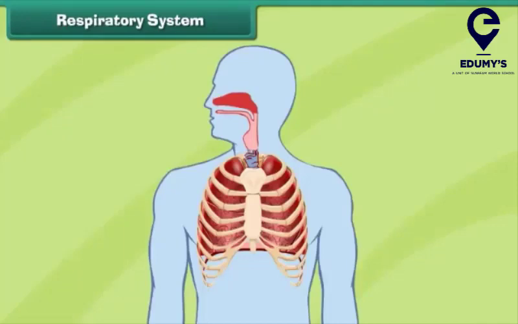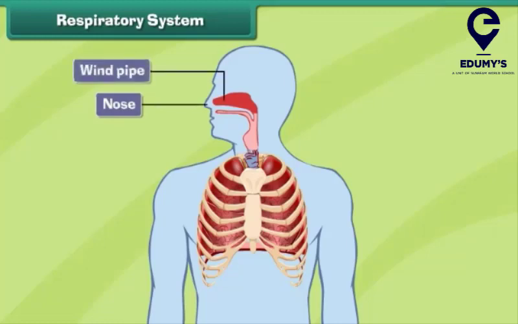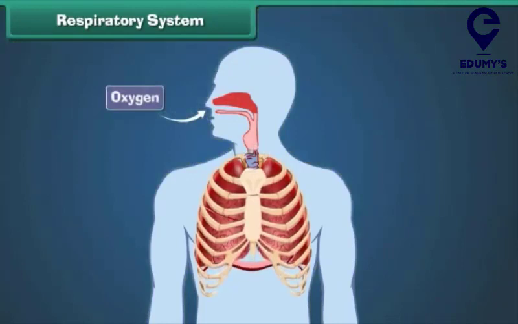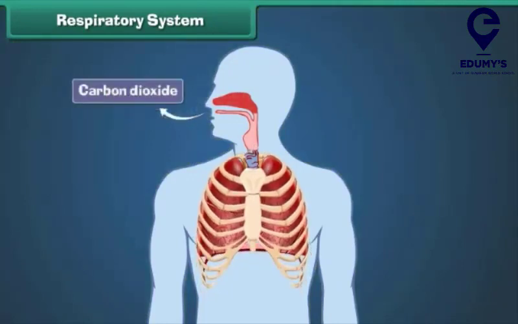Respiratory system. The human respiratory system is made up of the nose, windpipe and lungs. It helps take in oxygen from the air and remove carbon dioxide from the human body. The oxygen mixes with food to give us energy.